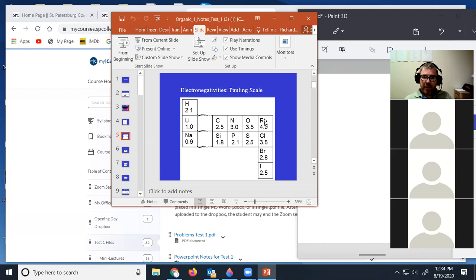Okay, so electronegativities. We know that fluorine is going to be the most electronegative element, and these numbers are Pauling numbers. You can see everything's based on fluorine, and that it goes pretty much from fluorine all the way over to this side of the periodic table, which is the metal side, and you'll see it goes down to 0.9, 0.8, 0.7 possibly.